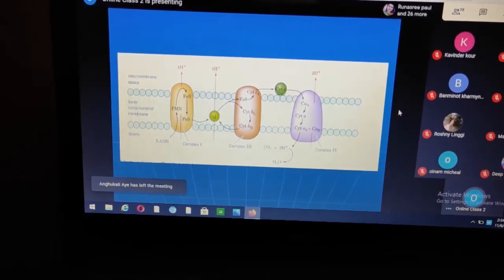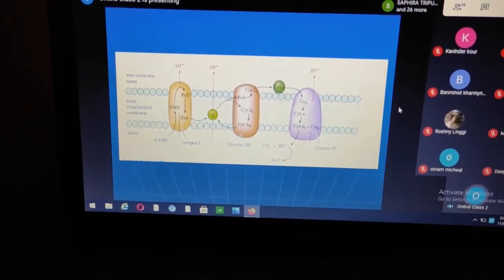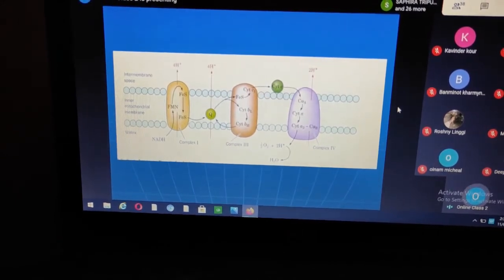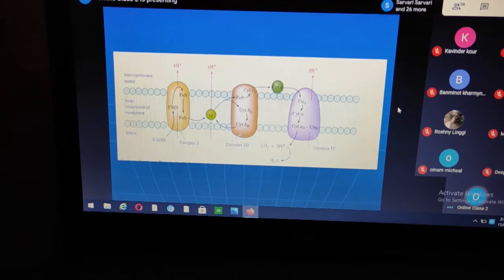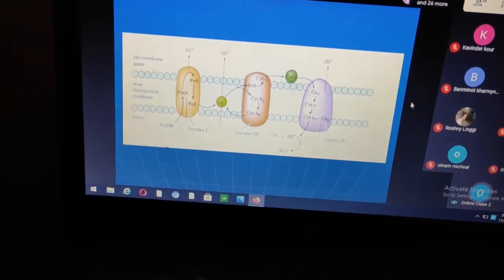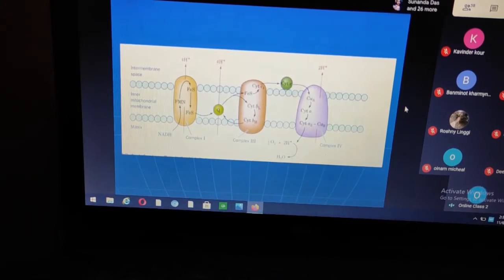Then when the electrons from cytochrome C are transferred to the molecular oxygen through complex 4, 4 protons are again pumped out. So in total, 10 protons are pumped out when a pair of electrons passes from the reduced coenzyme or NADH to the molecular oxygen.